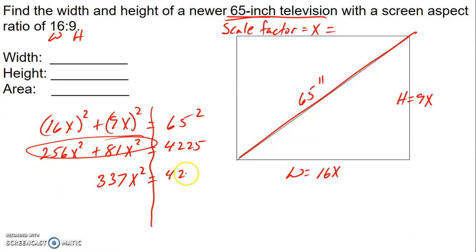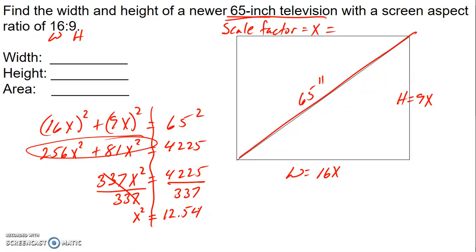And then bring down the 4,225. So again, we're solving for x. So I had to get rid of that 337 on that side. So I'm going to come back and divide by 337. Divide by 337. Those cancel off. And I get x squared is equal to 4,225 divided by 337, which is 12.54.